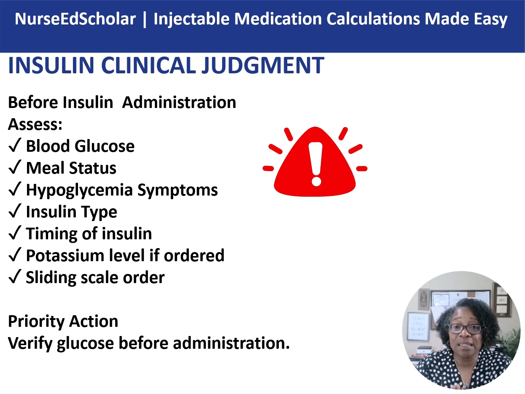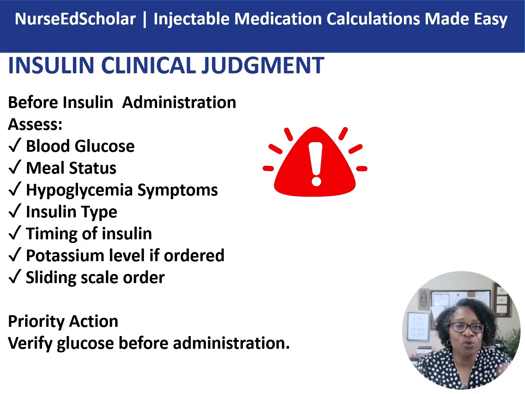The type of insulin is going to depend on when you're going to give it, the insulin dosing time. Do they already have signs of hypoglycemia? You're going to check a potassium level if it's ordered. And if you're basing it off of a sliding scale, you want to look and verify that sliding scale that you're going to give, because it's going to tell you how much insulin to give based on the blood sugar.